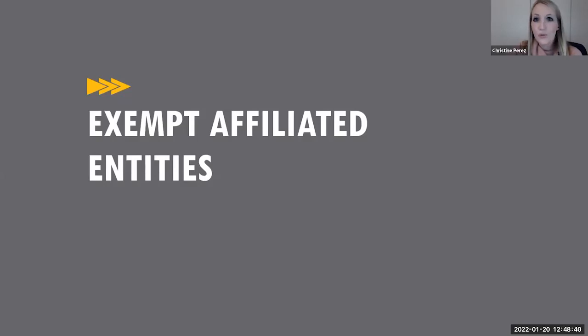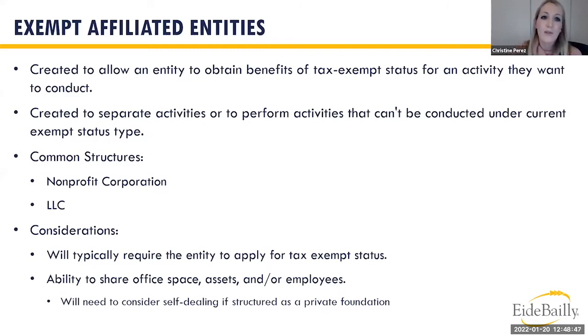So now let's jump into a quick discussion on exempt affiliated entities. This is another typical structure that we would see, where we've got the setup of two or more affiliated tax exempt entities. And really these are created to obtain the benefits of tax exempt status, oftentimes for an activity that they would like to conduct. They're created to separate out activities or to perform activities that can't be conducted under an entity's current exempt status type. And so oftentimes we see these set up as an LLC or a separate nonprofit corporation entity. And a lot of times our considerations are, if we're setting up a separate nonprofit, we've got to apply for tax exempt status, which, if you've gone through it before, of course, is a lengthy process that can get quite pricey with legal and accounting fees.